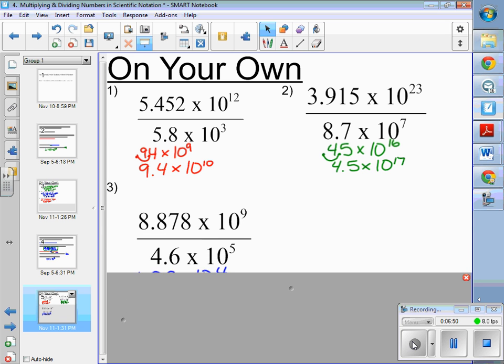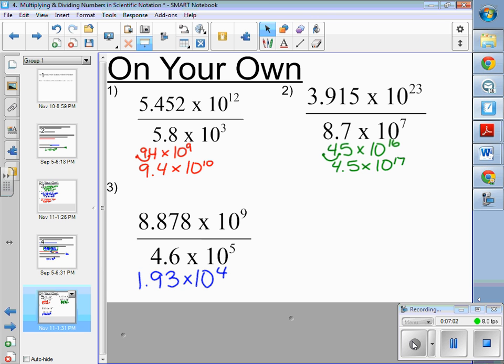And then our last problem is this. Go ahead and copy it down and pause it and do the problem, and then come back and watch what I get as I explain it. So the last one, we get 8 and 878 thousandths divided by 4 and 6 tenths. We get 193 thousandths. And then 10 to the 9th power divided by 10 to the 5th power, we get 10 to the 4th power. So when we finish this one, we are in scientific notation, and that is it.